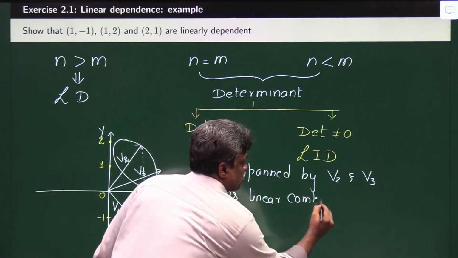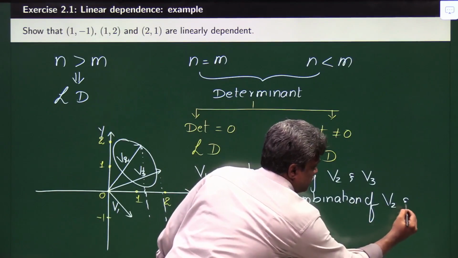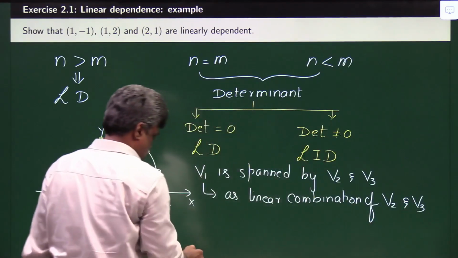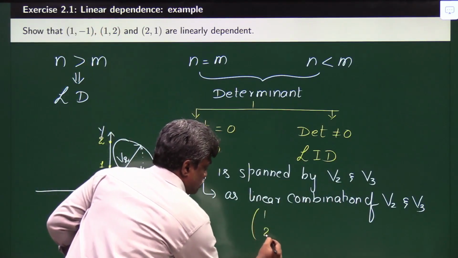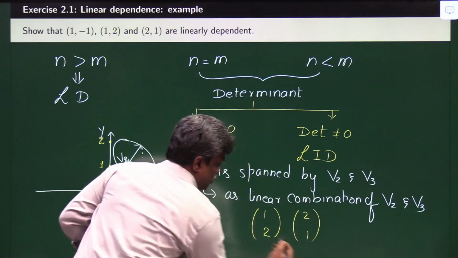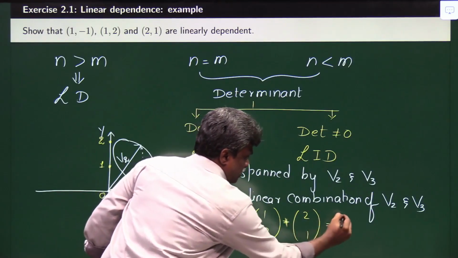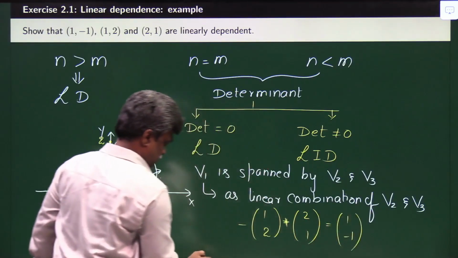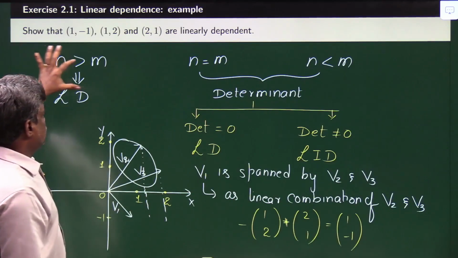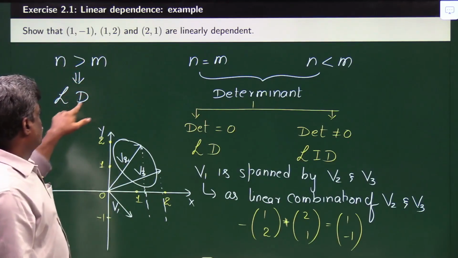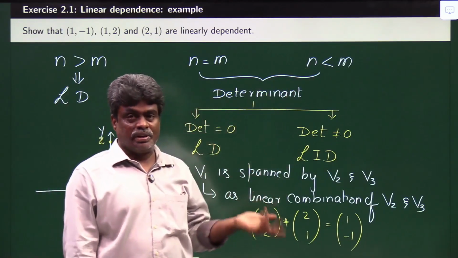v2 and v3. Okay, so for example, if you take this v2, 1 2, and here it is 2 1. If I take minus here and plus here, I will get here 1 and minus 1. That's it. So these are the three cases. N greater than m, always linearly dependent. N equal to m or n less than m, we have to find the determinant.